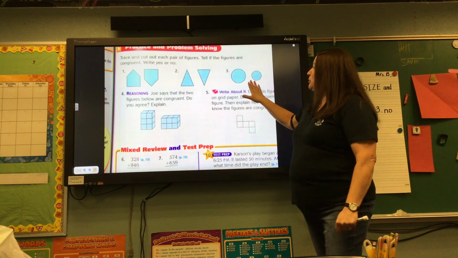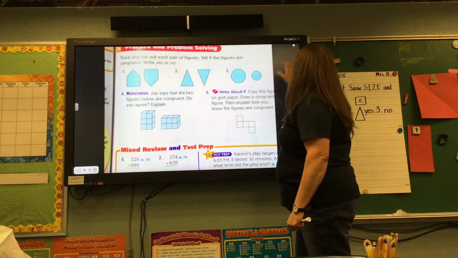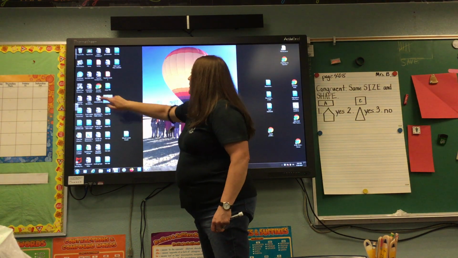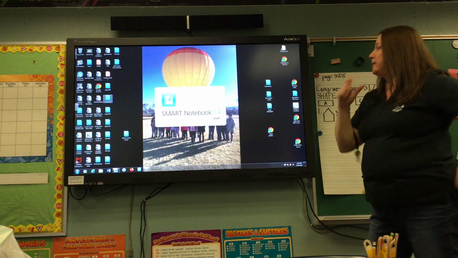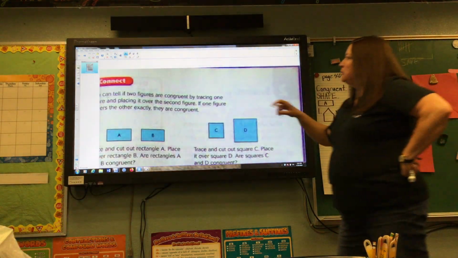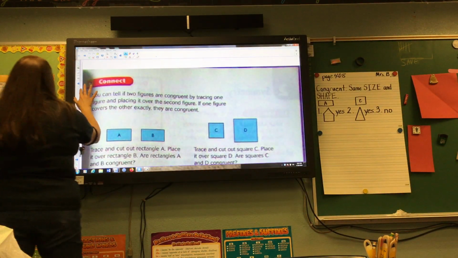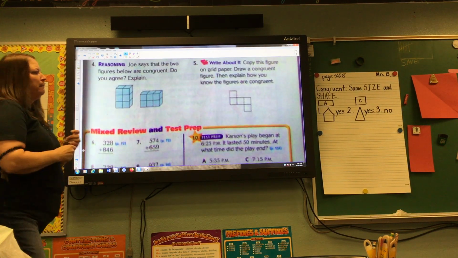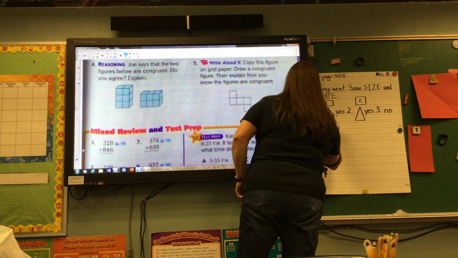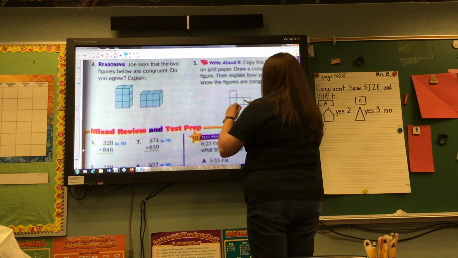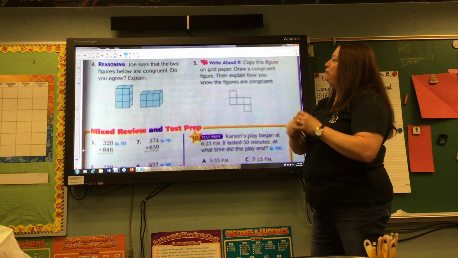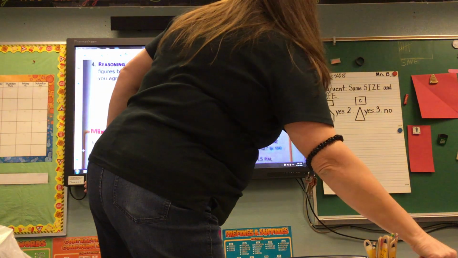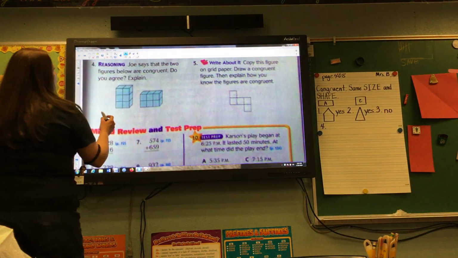Okay, now after number 3, I want to take a look at number 4. I'm going to back out of my Elmo right now, and I'm going to put the page back up so we can see those. Sometimes when you have shapes and you're talking about congruency, you really need to look at the shapes. On my paper for number 4, it's still asking, Joe says that the 2 figures below are congruent. Do you agree? Explain.